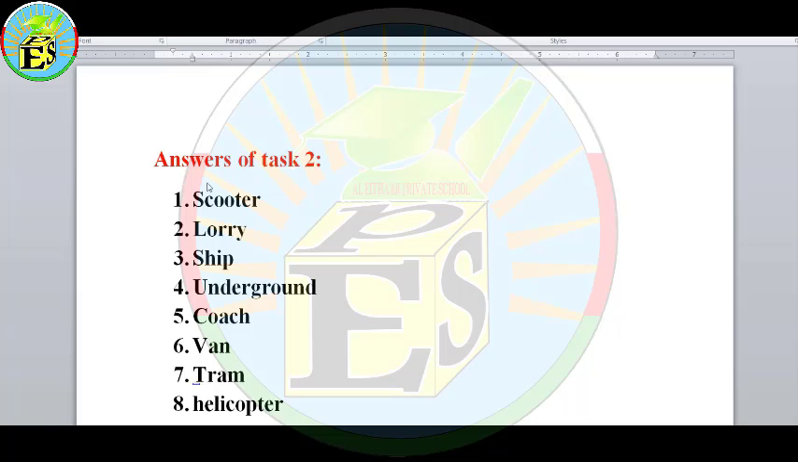The fifth one is coach. The sixth one is van. Look at the pictures while I'm reading the words for you. Number 7 is tram. We don't have tram here. And the last one is helicopter. Please check your answers.